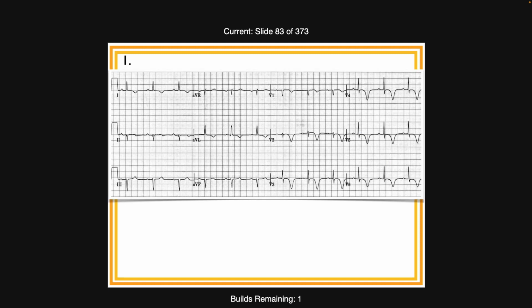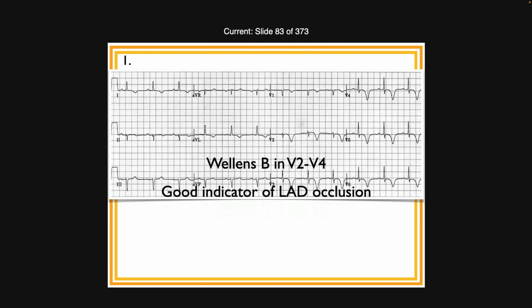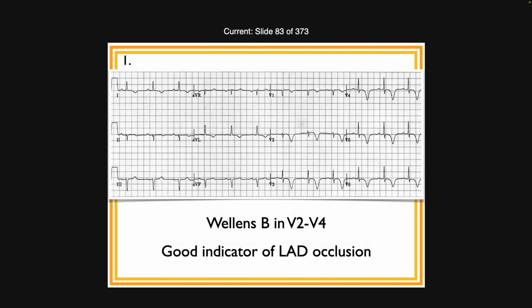I just said it was Wellens. Okay. And why do we care about Wellens? It indicates an occlusion. Good. And where? Think of where the leads are. What area is that? What artery would that be? Oh, LAD. Yes, correct.